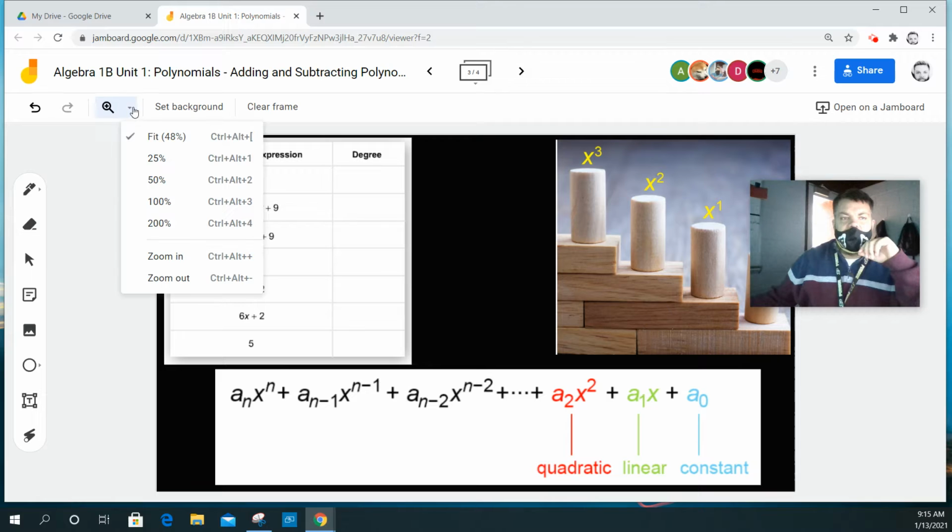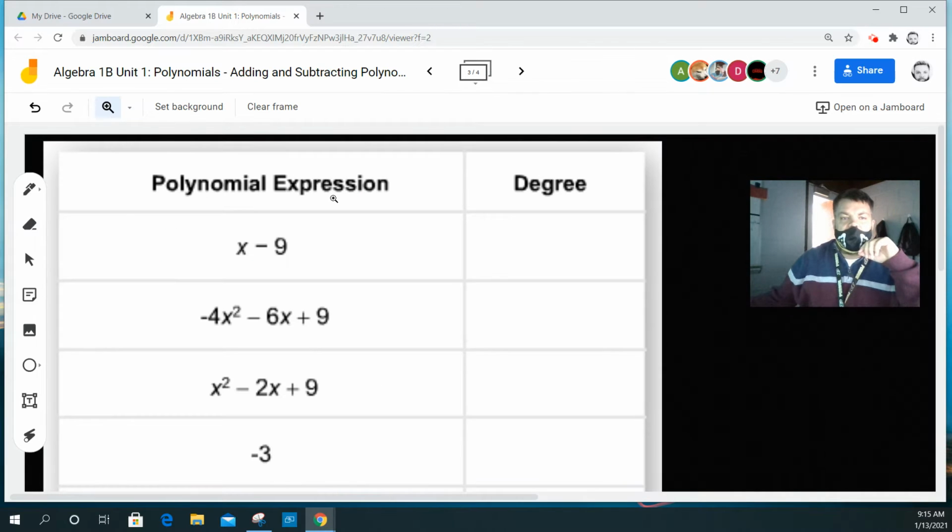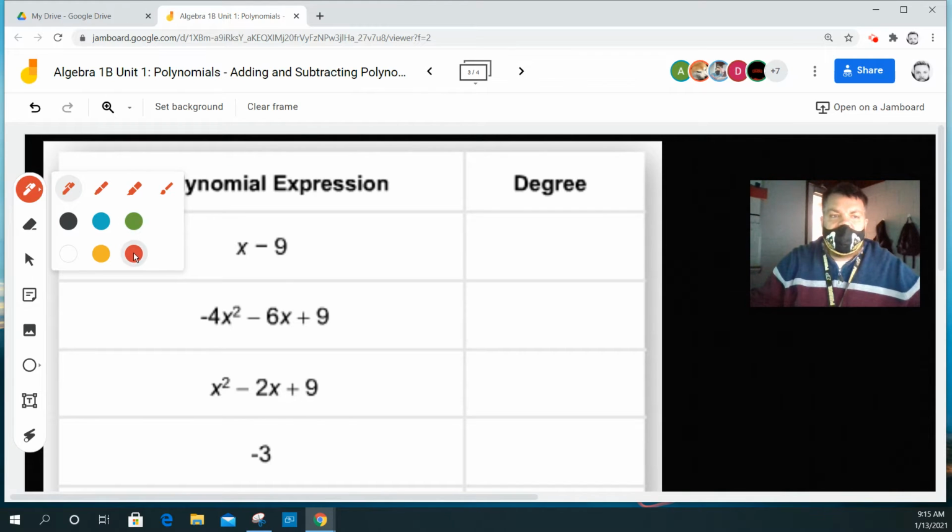I'm going to zoom in here so you can see this a little better. So what we want to do is, power means degree. So we're going to talk about degrees. Right now, we're only going up to the second degree. So when you look at this term, x minus 9, what degree is that? Well, this is x to the first power, so this would be what we call a first degree polynomial.